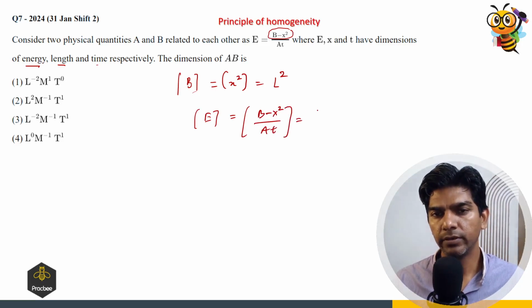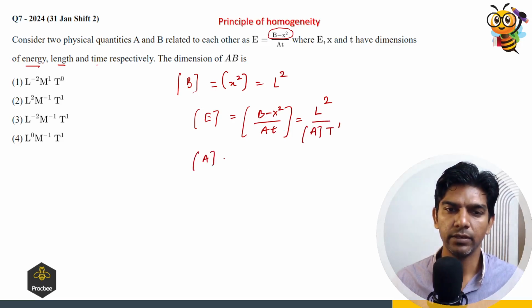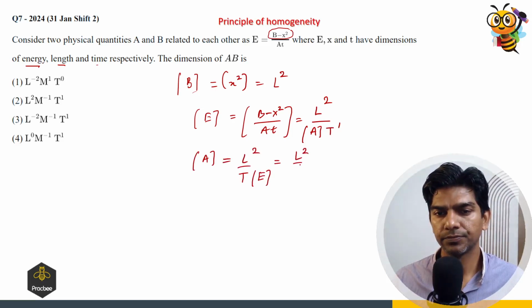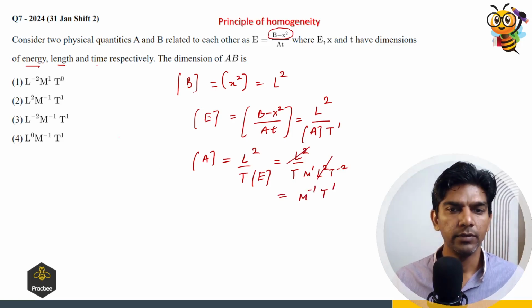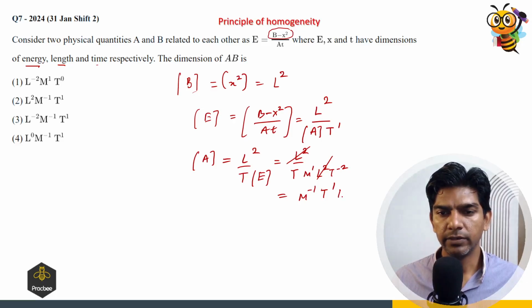So in the numerator, the dimension is L square. A, we have to find the dimension of A, and t is time, T raised to power 1. So dimension of A will be same as L square upon T times dimension of E, and dimension of E is M raised to power 1, L raised to power 2, T raised to power minus 2. So that will give us M raised to power minus 1, L will get cancelled out, and T raised to power 1, or L raised to power 0.